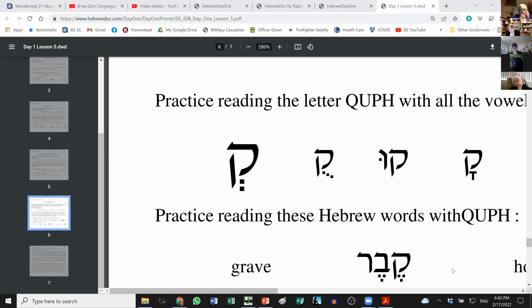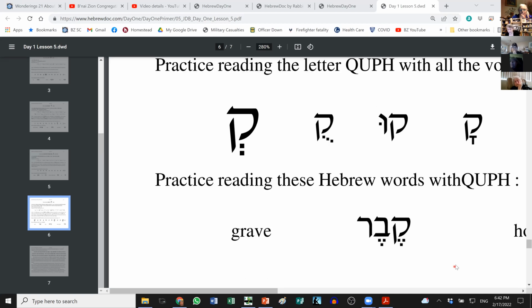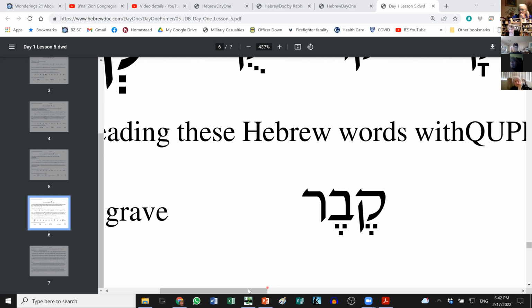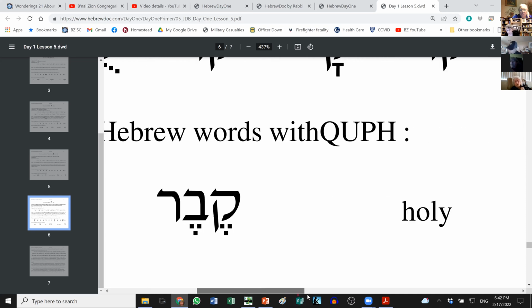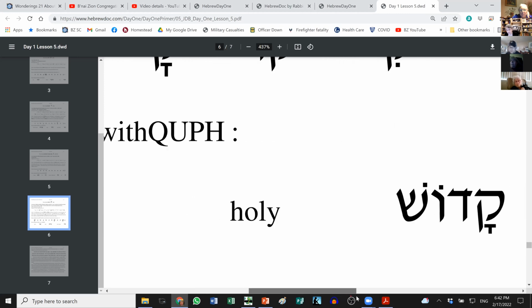All right, let's do these. Let's go. We'll go backwards. It's not my favorite word to use, but this is the word that means a grave. And you see the two s, so the accent's going to be on the first syllable. It's kever. Kever is a grave.